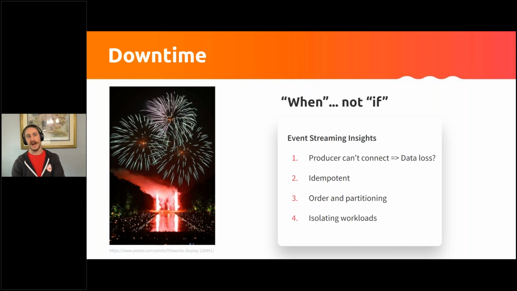So how do those high-level industry general insights apply to event streaming?